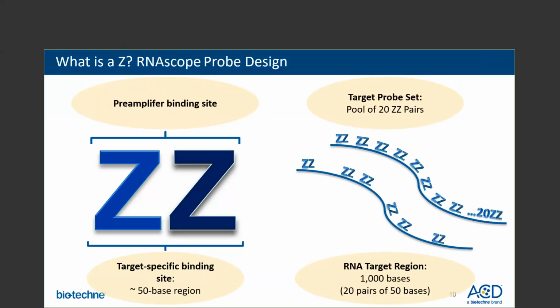A standard RNAscope probe for a target sequence of 1,000 bases or more will consist of 20 double Z pairs pulled together and designed to hybridize next to each other along a target region. This allows for a tremendous amount of amplification and signal potential. However, only a few ZZ pairs are needed to bind to the target RNA sequence in order to generate enough signal for molecular detection.